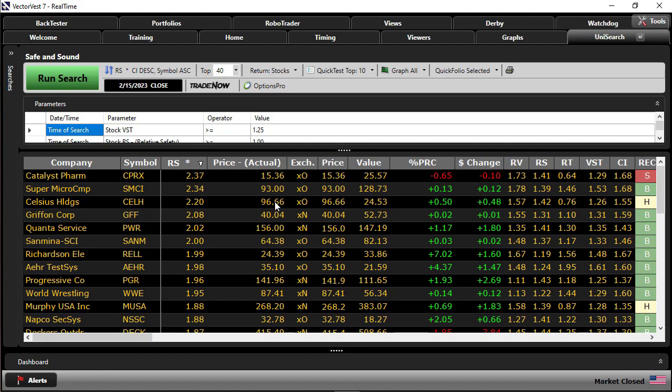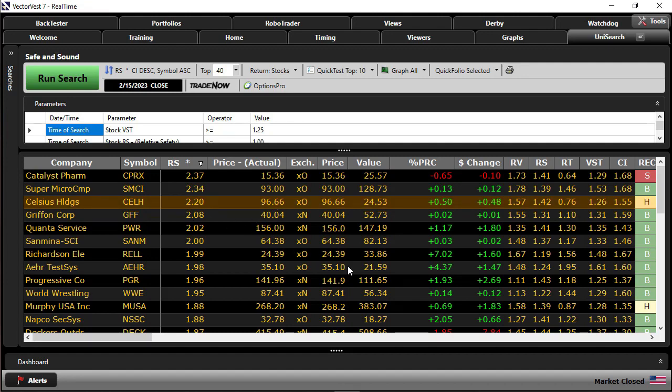So let's take CELH, for example. Price is considerably higher than the value. 96.66, we valued at 24.53. All right, not a great start. Remember, if this is going to be a long-term holding for you, ideally you want to favor undervalued stocks. But look at the fundamentals. Look at RV, 1.57. Tremendous upside potential over the next couple of years. Relative safety, 1.42. So fundamentally, outstanding indicators there. However, the relative timing is at 0.76.